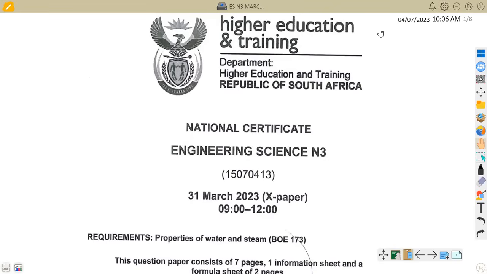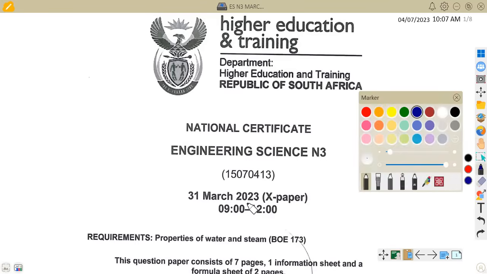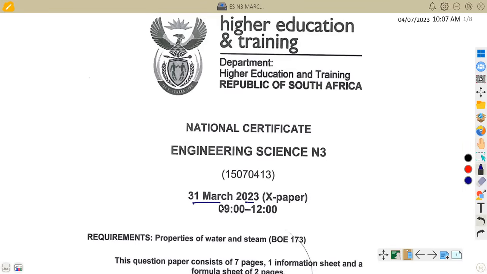Still working on engineering science N3. In this platform, we are given the question paper, which was written in March 2023. In this case, that is the one that we are going to work with, 31 March 2023. All right, so we are not going to waste much time, guys. We are going to quickly rush through the questions that we are given.